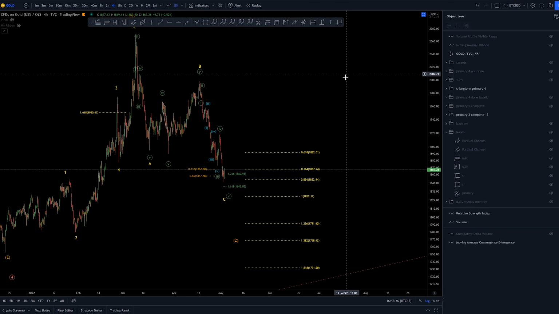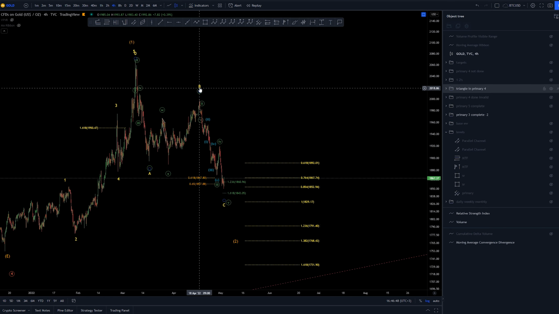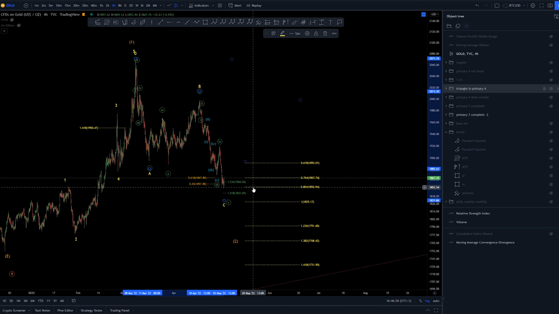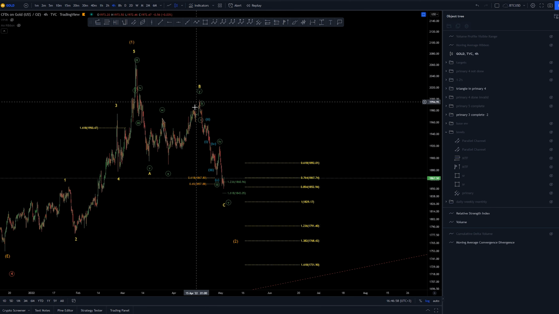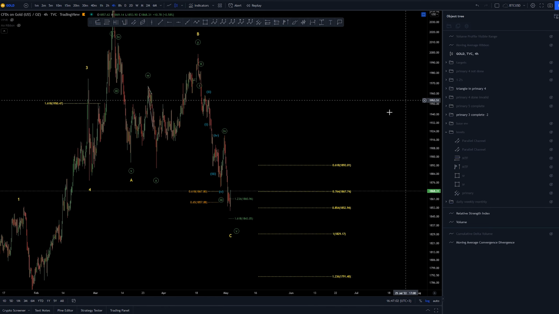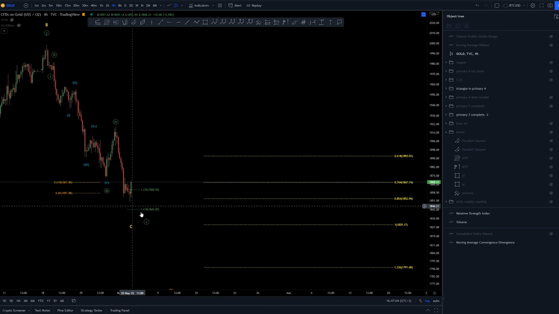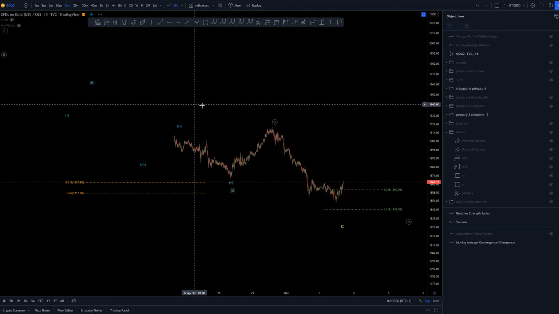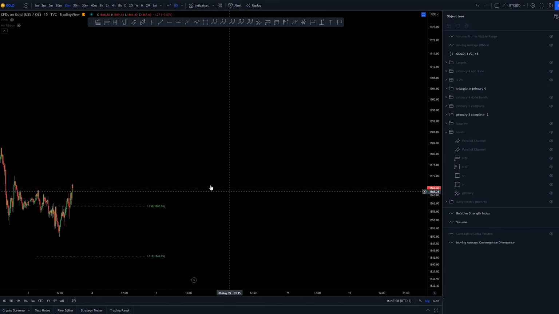Targets for the ABC on yellow as well, around 85.4. I was expecting this 1-to-1, but again the shorter time frame targets were giving this here, this pocket. So now we're currently looking at some kind of structure that is going higher.